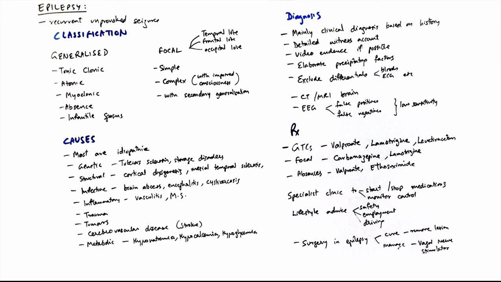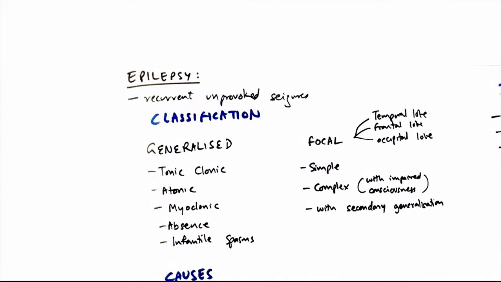Epilepsy is a disorder of recurrent unprovoked seizures. Now, seizures are manifestations because of altered brain activity. Epileptic seizures mean the disturbance begins in the brain, whereas seizures can also be a response to, for example, anoxia or hypoglycemia.